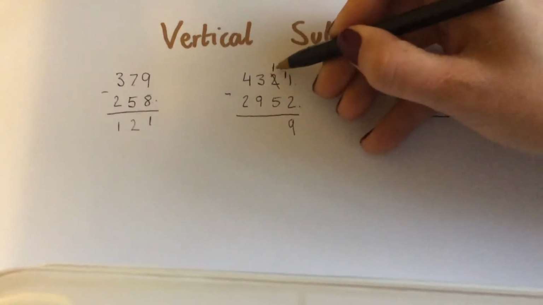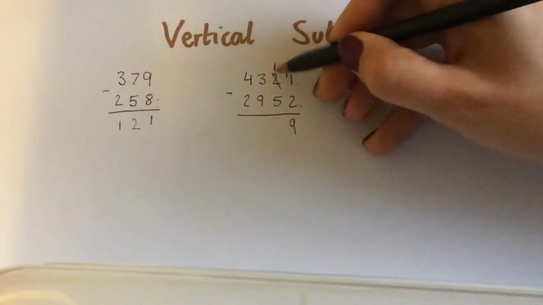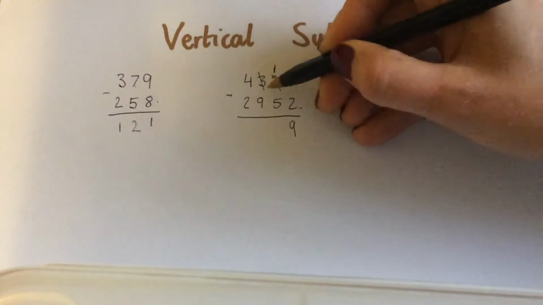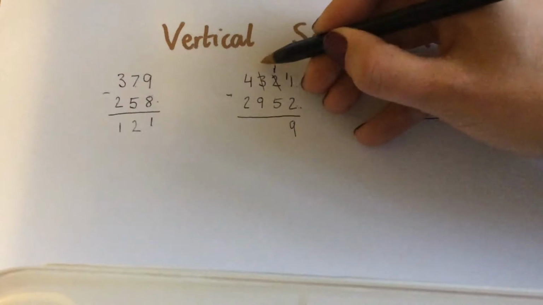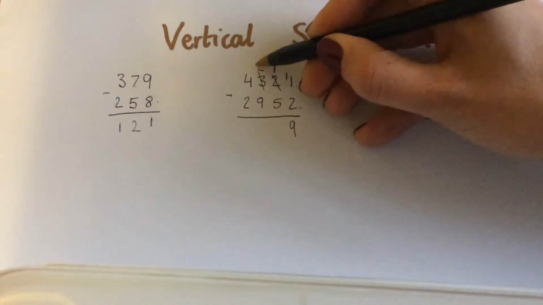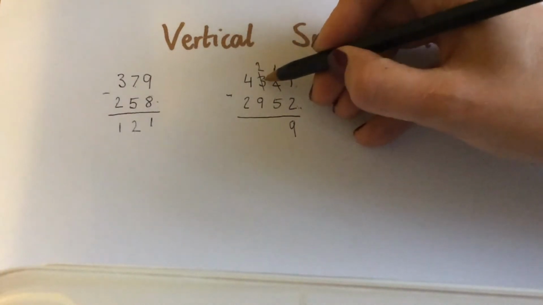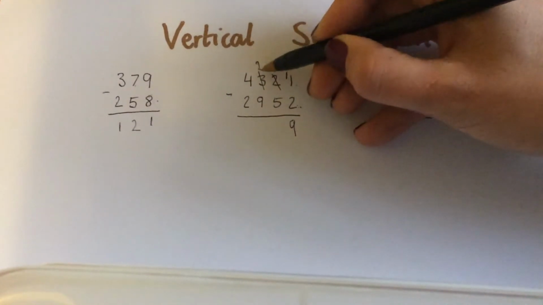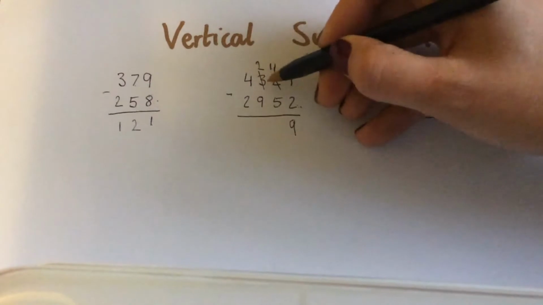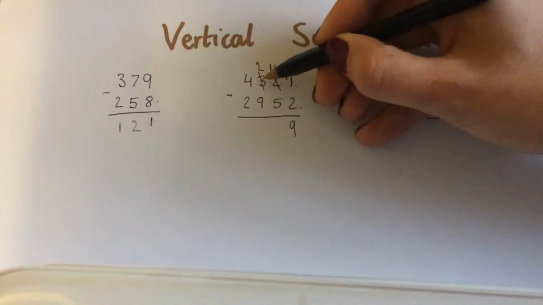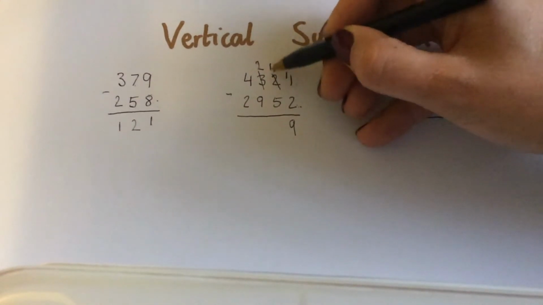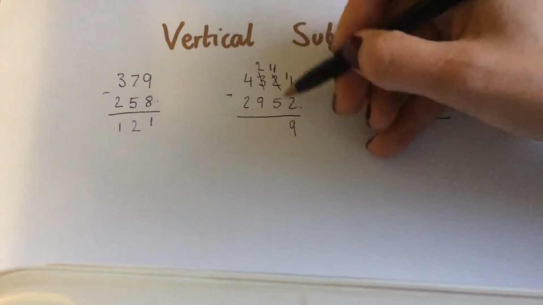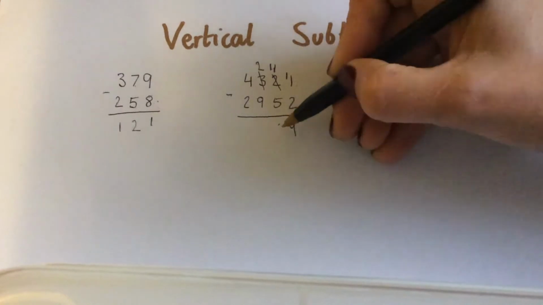And so now I go to my next digit. So 1 take away 5. Again, I can't do that, so I'm going to borrow from my hundreds now. So I'm going to make that one digit less. One digit less than 3 is 2. And so I'm just going to borrow a 100 from that 300, make that the 200. And then this one is now 11 take away 5. So 11 take away 5 is 6.